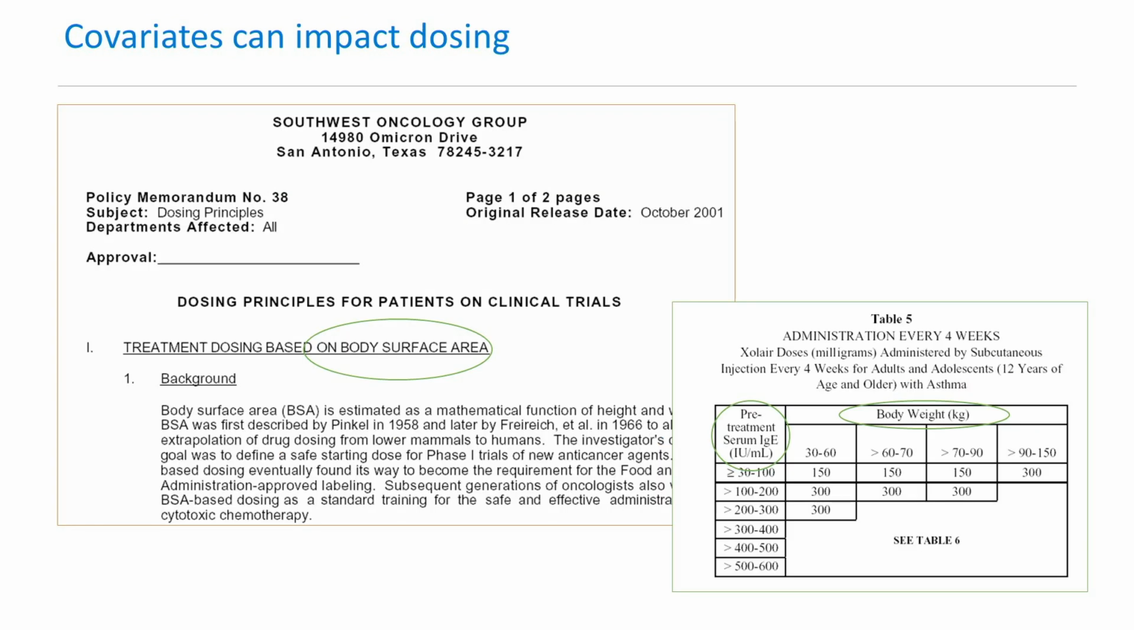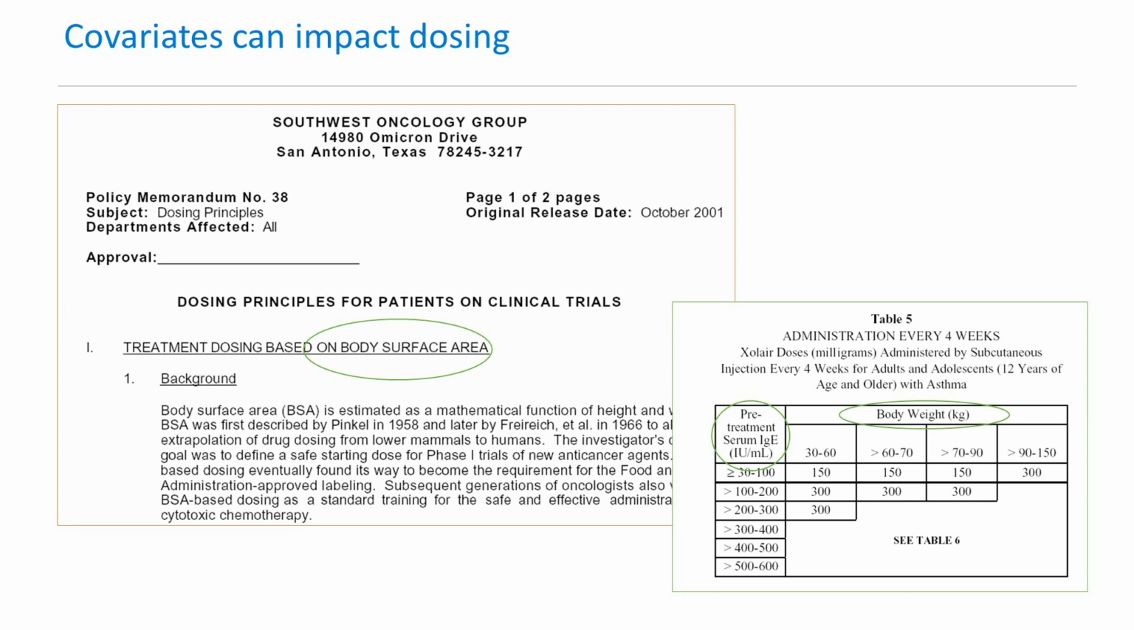And similarly, covariates can impact dosing. This Southwest Oncology group table is quite old, it's from 2001, but you will often see milligram per kilogram dosing or milligram per meter squared dosing, particularly in oncology. And on the right-hand side is the Xolair dosing table, and in this case, it actually is dependent upon two covariates: your IgE level when you enter the clinic, as well as your body weight.